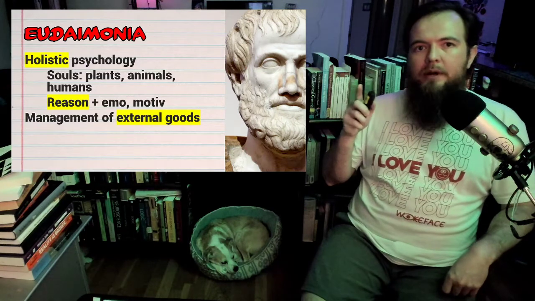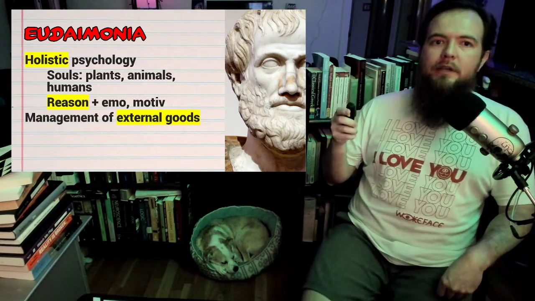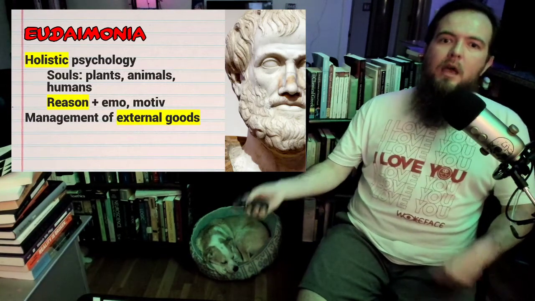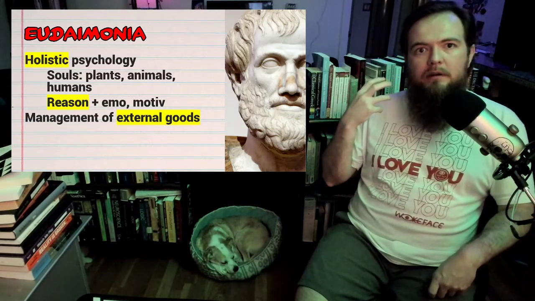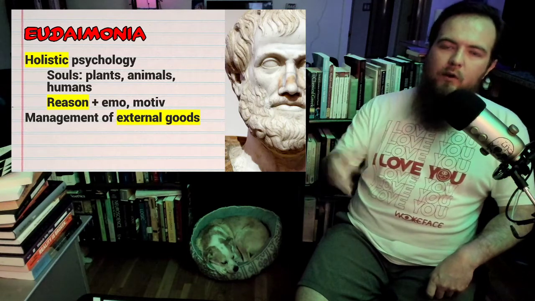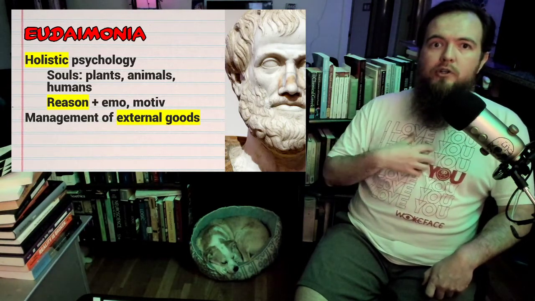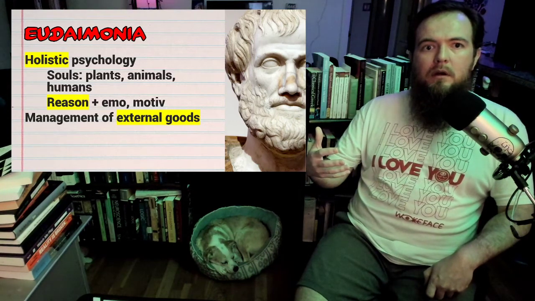The second component, and this is really, really important for Aristotle and Aristotelian ethics, is we have to manage external goods, okay? So far, I've talked about eudaimonia as psychological development. We train our reason to understand what a good life is or what kind of good character traits we want, right? We get our emotions and our motivations to be habituated in the right ways, okay?